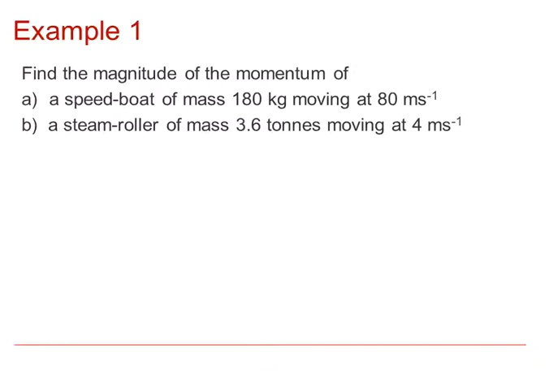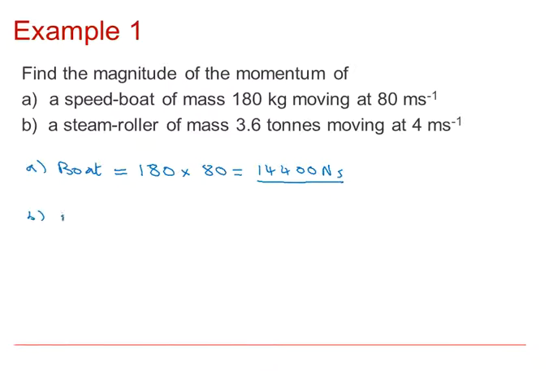Example 1. Find the magnitude of the momentum of a speedboat of mass 180 kilograms moving at 80 meters per second and a steamroller of mass 3.6 tons moving at 4 meters per second. So let's look at the speedboat first. We know momentum is mass times velocity. So the mass of this object is 180 kilograms and it's moving at 80 meters per second, which gives it 14,400 Newton seconds of momentum.